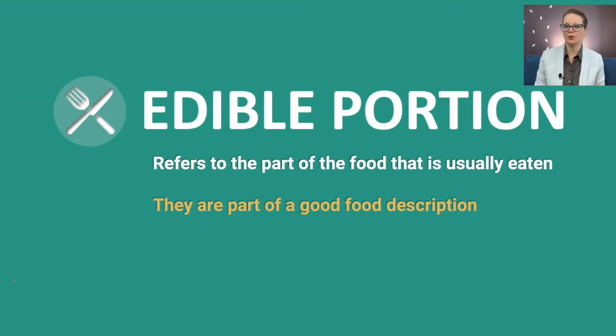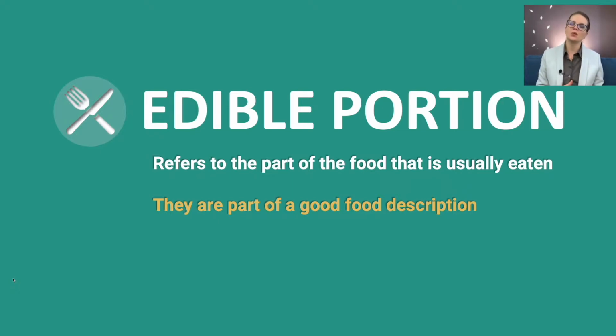So what is the edible portion? The edible portion refers to the part of food that is usually eaten. Many foods have an inedible portion, which refers to the parts that we don't eat. So every time we want to convert the amount of foods into the amount of nutrient intakes, we need to have the weight of the edible part of the food. But in many cases, this is not what we have.